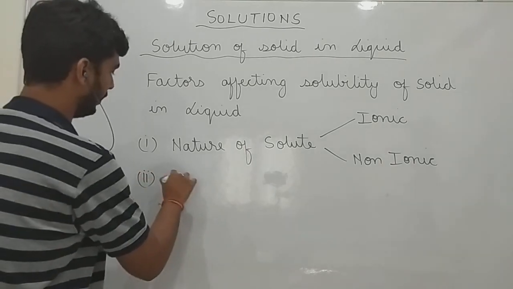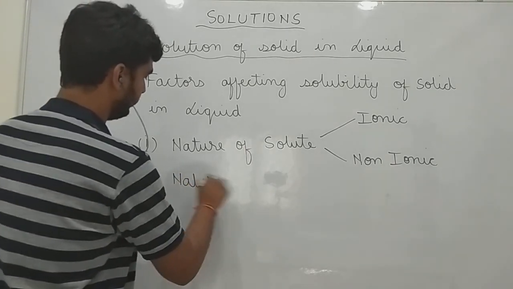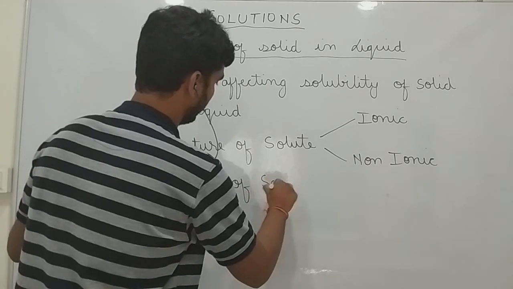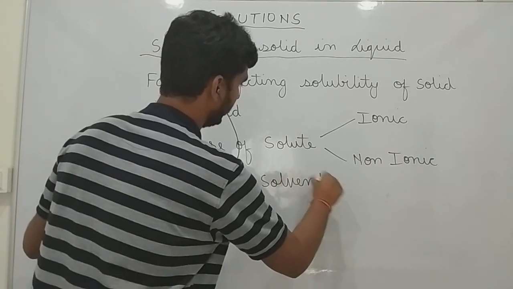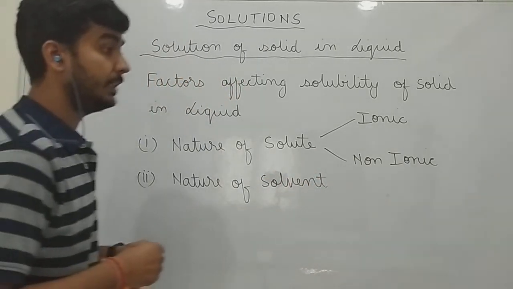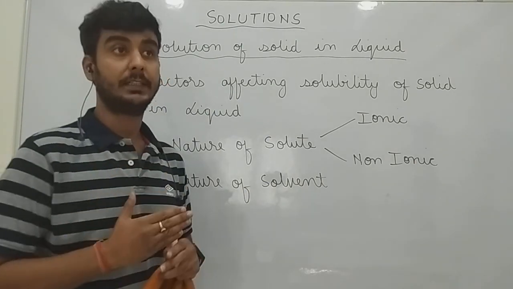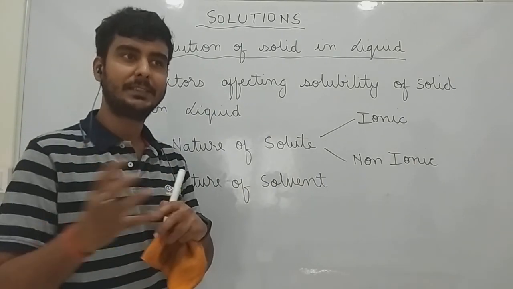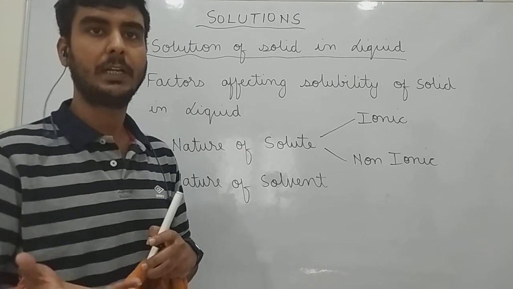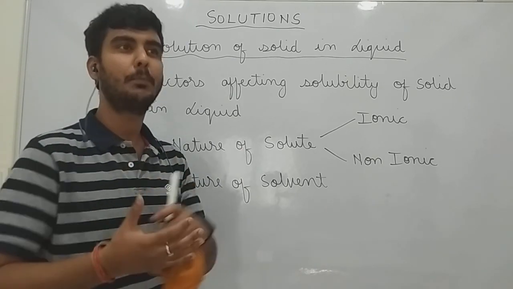Second is nature of solvent. Generally the solvent is going to be liquid, and the solvent or the liquid can basically be of two types: polar liquids and non-polar liquids. Now what is a polar liquid?